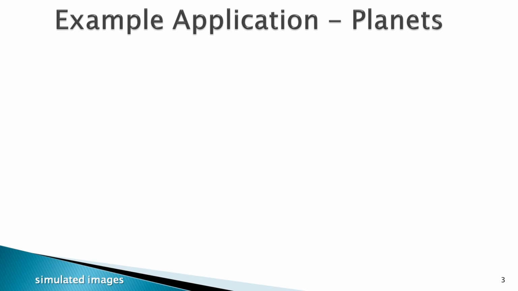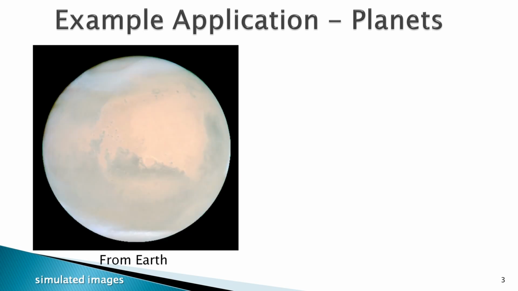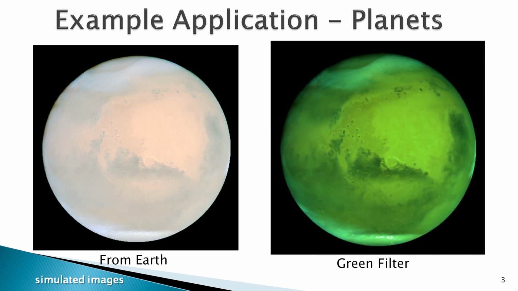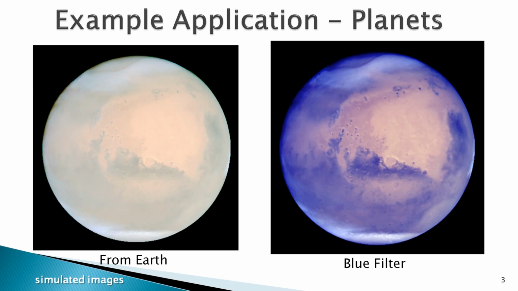Recall from Part 1 that I gave an example of how filters can be used to enhance planetary observing. Specifically, I used this example of Mars observing, where by using a red, green, or blue filter, it was possible to enhance the visibility of certain features. Let's talk more on this subject, specifically what color filters are the most useful.